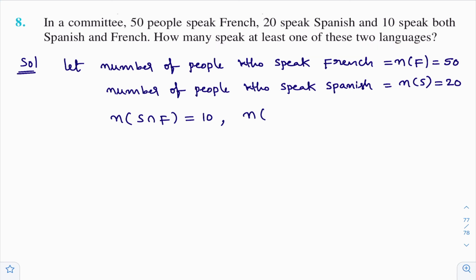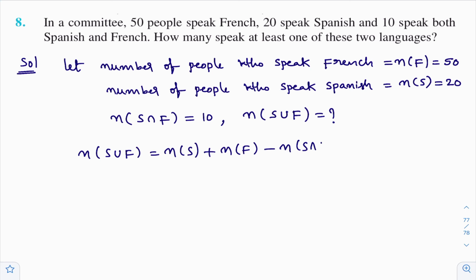Whenever they say at least one of two, that means they are asking us to calculate n of S union F. This is what they are asking. S union F means at least one of S and F. Okay, right. So here I need to calculate n of S union F. That equals, what is the formula? N of S plus n of F minus n of S intersection F. N of S union F is what? This is what we need to calculate.